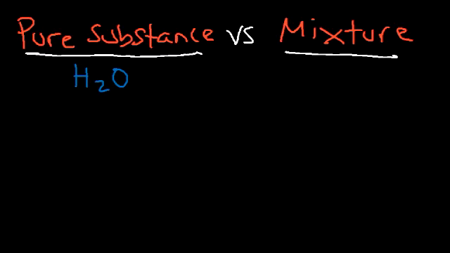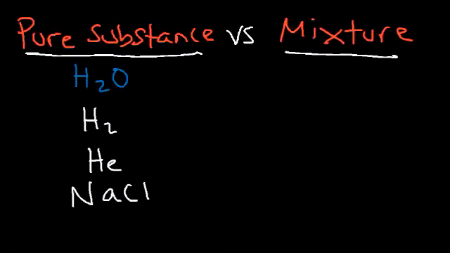Another example of a pure substance would be like hydrogen gas. That's one type of substance. Or helium. So a pure substance could be a pure element, it could be a compound, it can be a molecular or even an ionic compound. All of these are pure substances. A mixture is a combination of 2 pure substances. So let's say if we were to mix water and sodium chloride, this is considered to be a mixture.